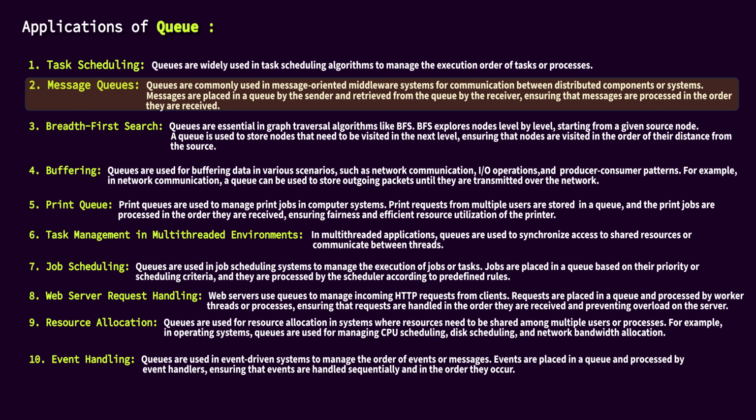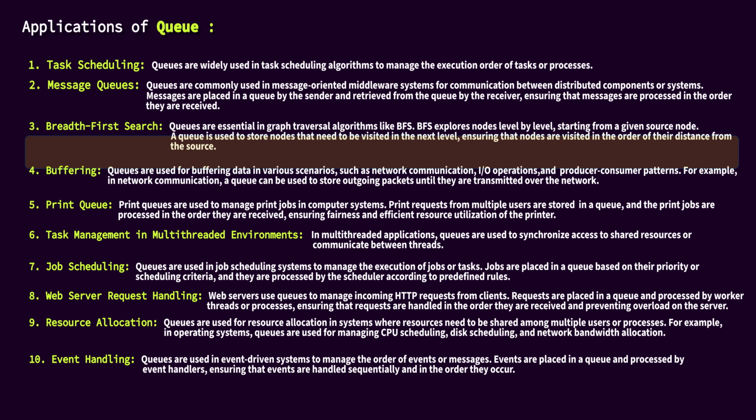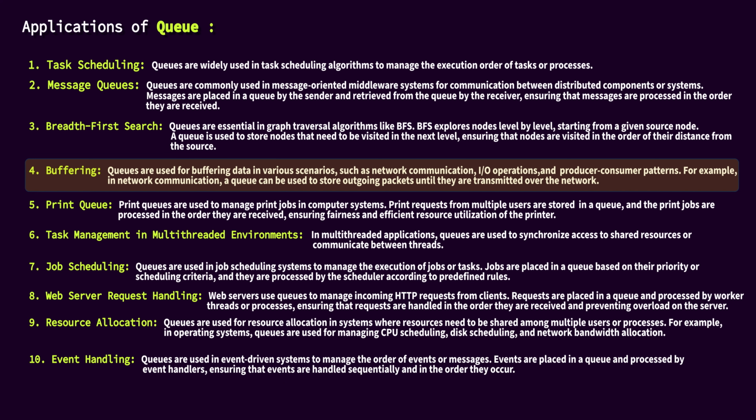Messaging queues are widely used in web applications to communicate between two different components or two different services. Queues are used in graph traversal algorithms like breadth first search. In these algorithms, the nodes are stored in the queue while traversing, ensuring that nodes are visited in the order of their distance from the source. Queues are also used for buffering in services such as network communication, I/O operations, and producer-consumer patterns.